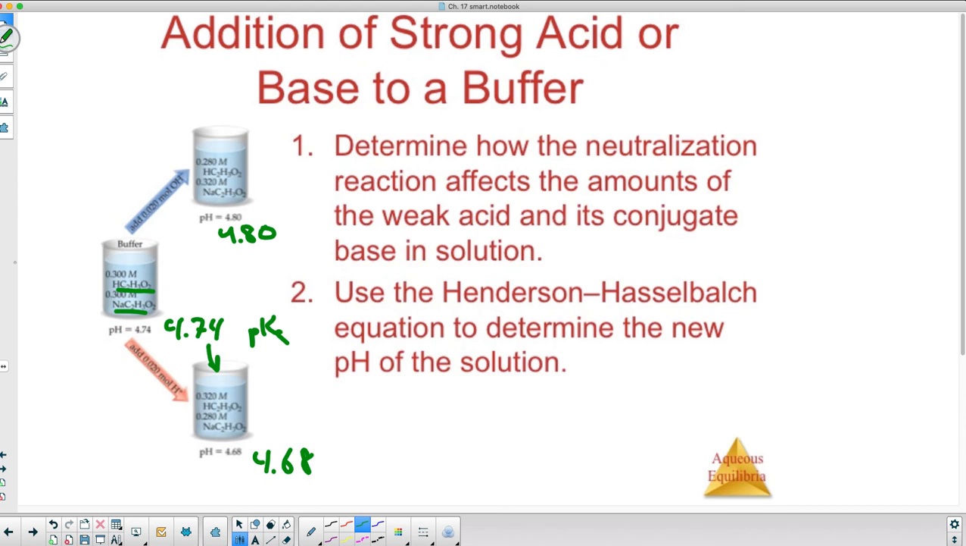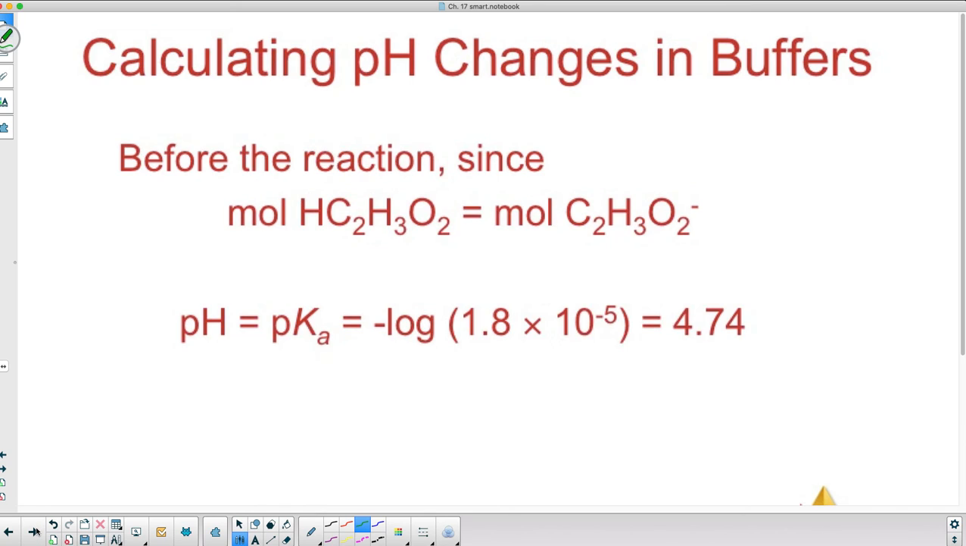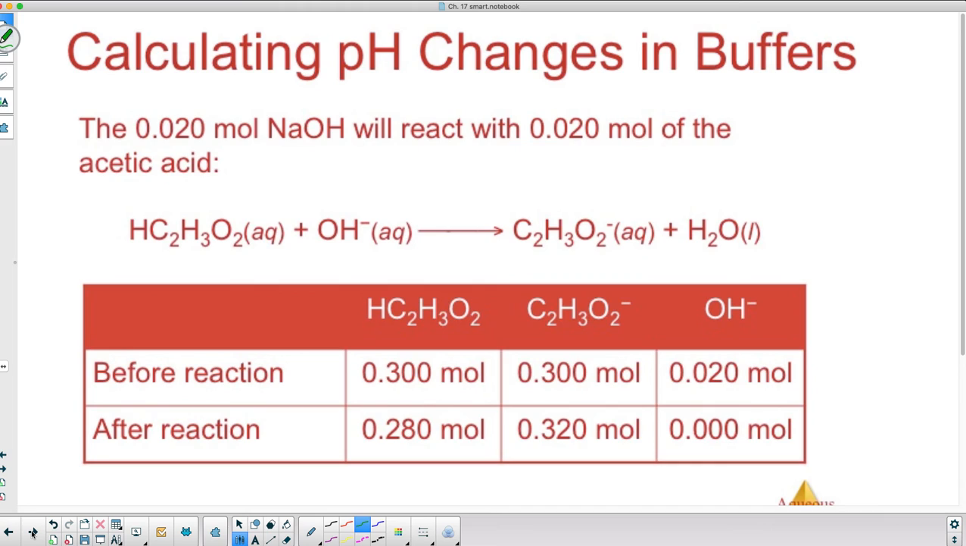I'm not going to show you how to do this here. Like I keep saying, I'm holding off. The pH that we start with is also the pKa. You can find that by taking the negative log of 1.8 times 10 to the negative fifth. That gives us the pKa to start, and then we can find the change overall. This is the stoichiometry part. We find how the acid interacts with the base first.